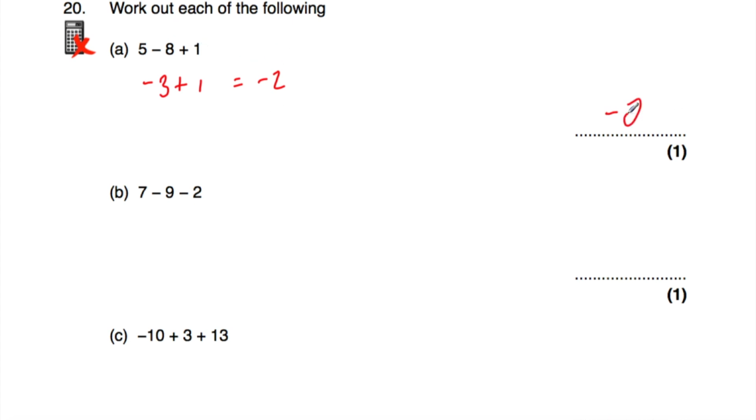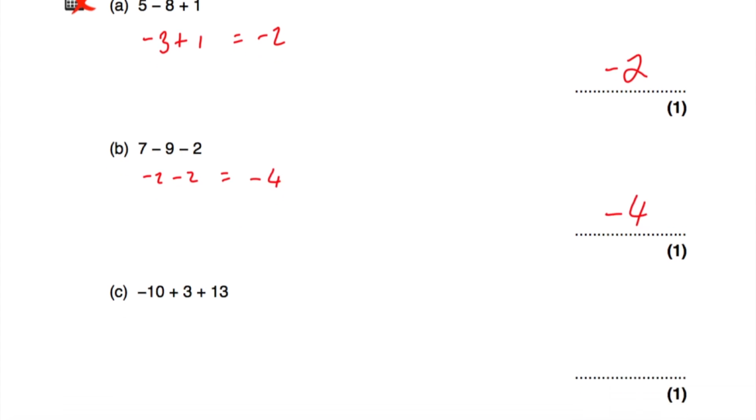So the answer is negative 2. Okay, part B. Part B, we've got 7 subtract 9 subtract 2. So 7 subtract 9, 7 take away 9 is minus 2. And then we've still got another subtract 2. So we've got minus 2 or negative 2 subtract 2. So that means going down another 2 would be minus 4. So it'll be minus 3 and then minus 4. So the answer is minus 4.